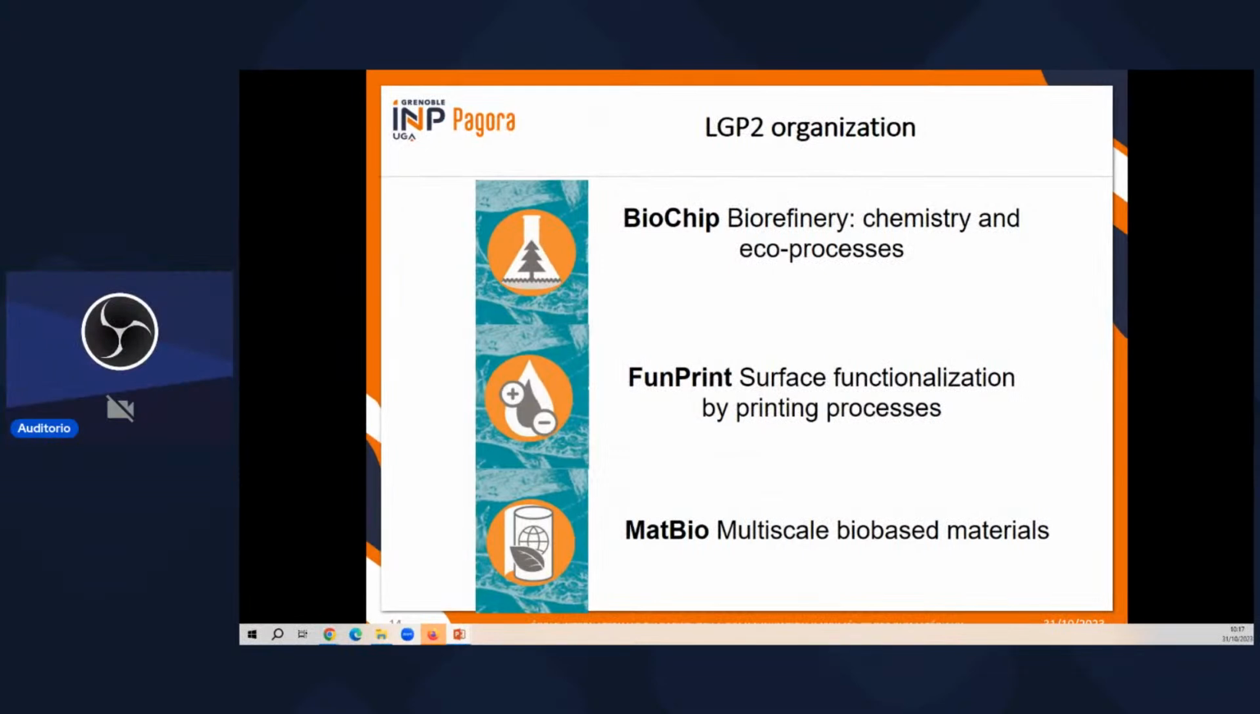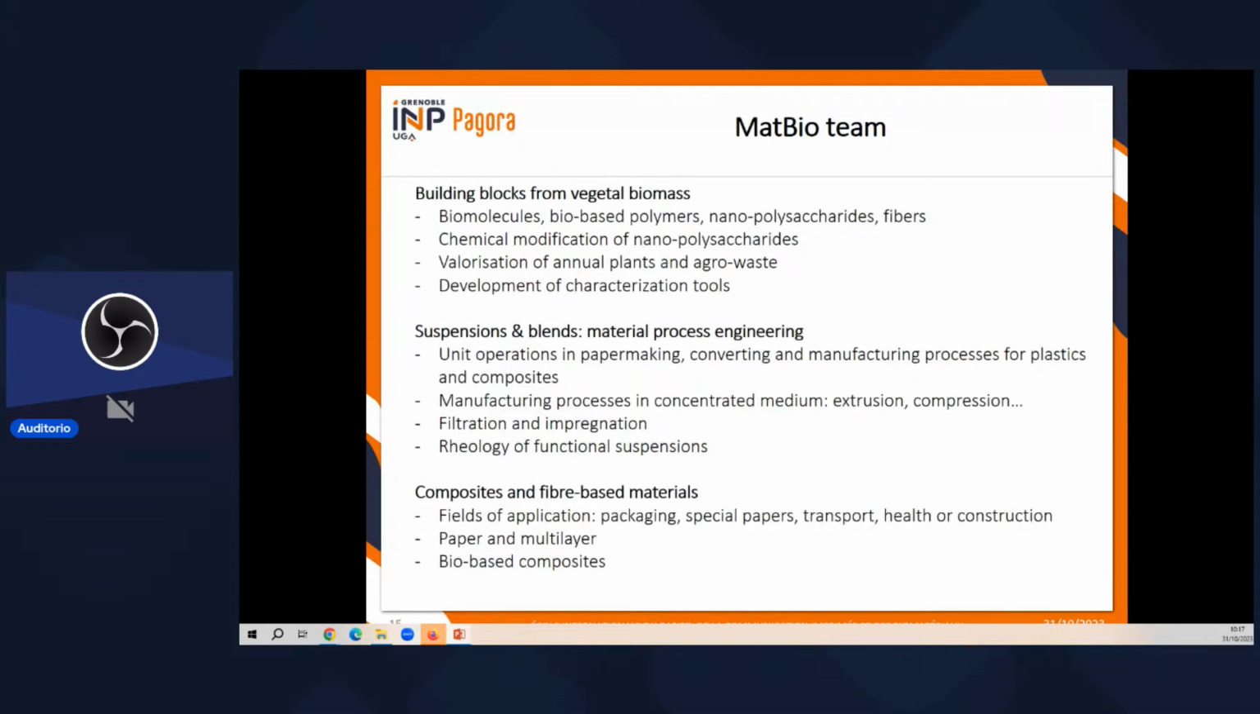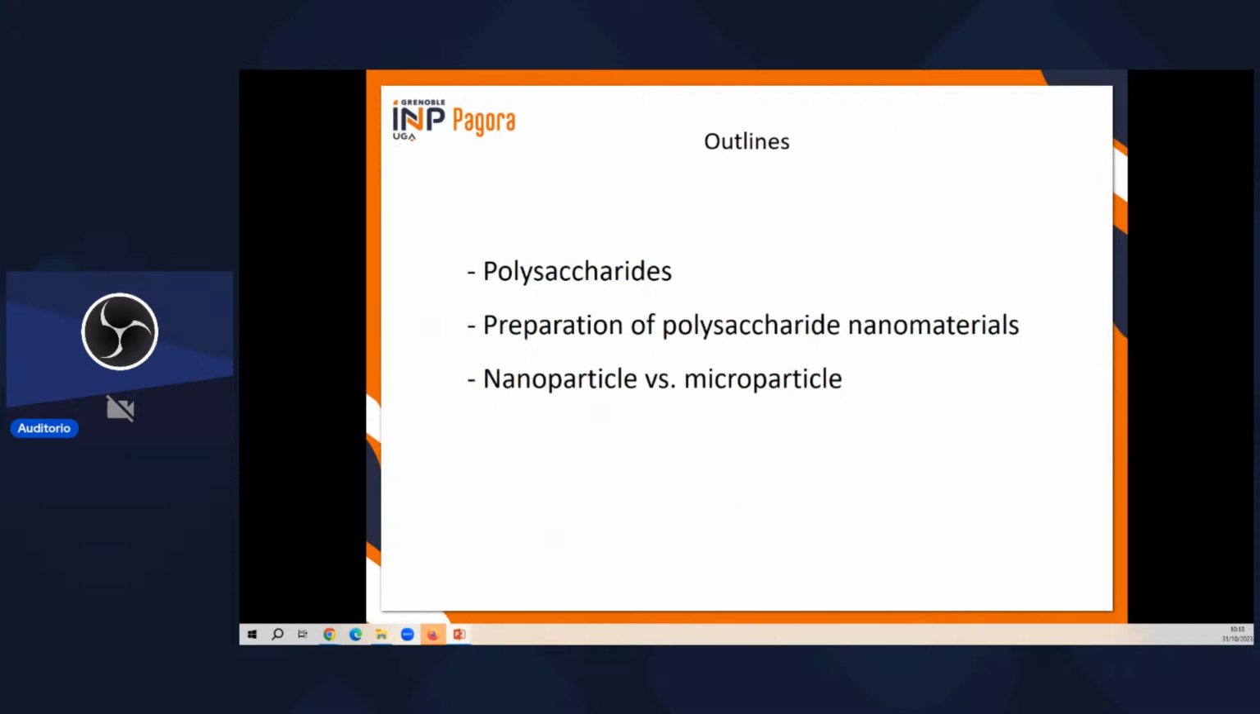which is on biorefinery, fan print, surface modification by printing process, and I am in this team, MatBio, multi-scale bio-based materials. So you can see here the research which is performed in this team. I will not develop everything, but it's mainly on the study of building blocks from vegetable biomass, suspension and blends, material process engineering, and composites and fiber-based materials. So I'm more in this area.